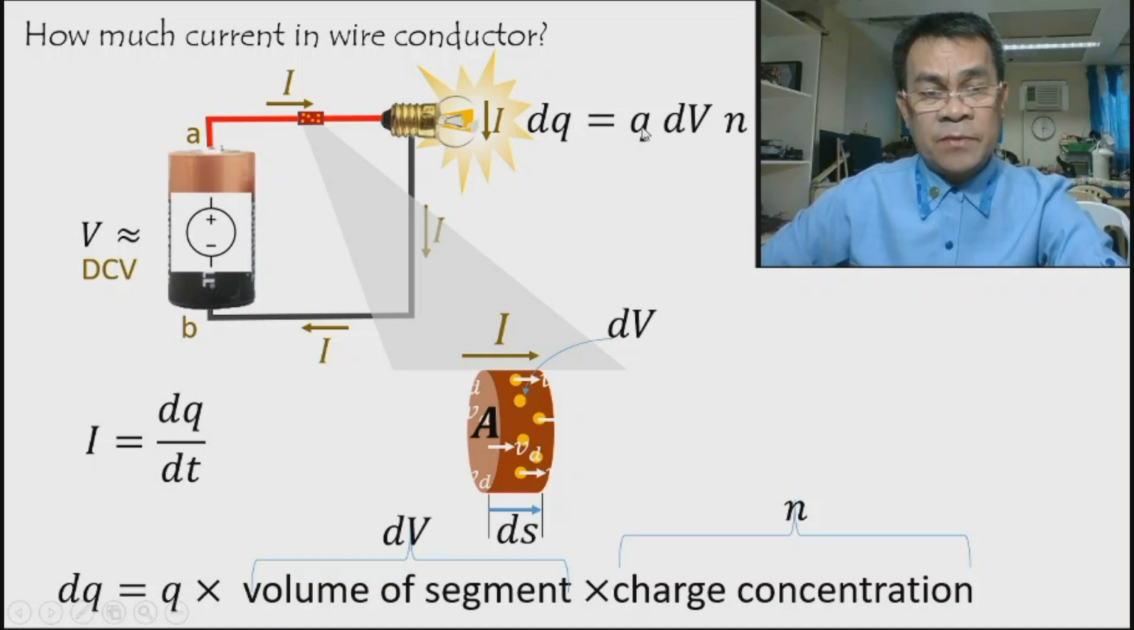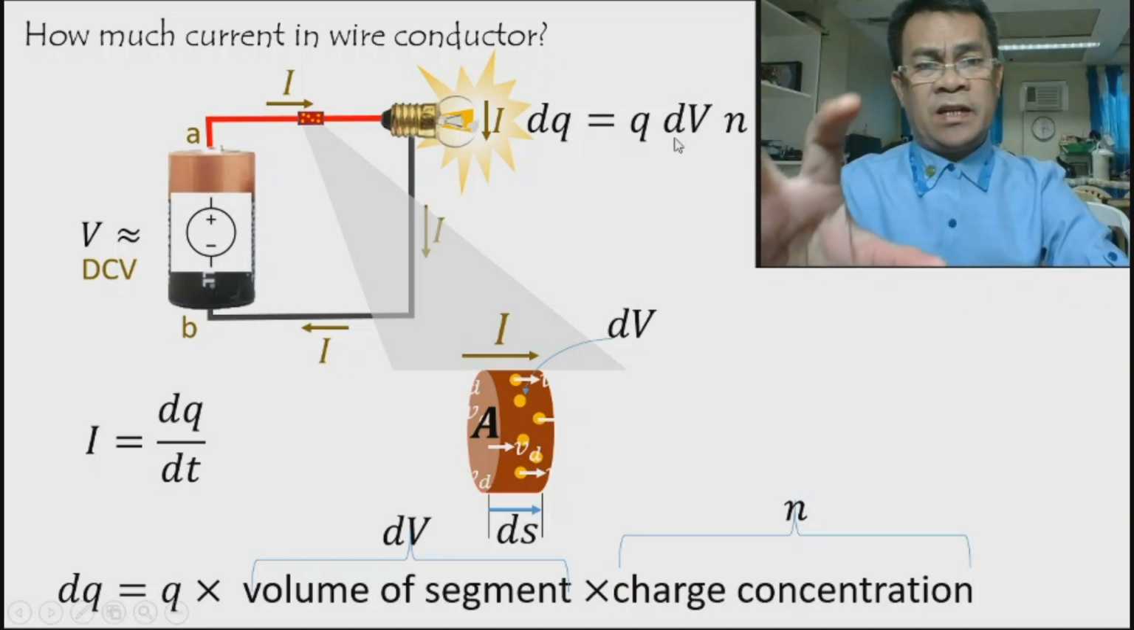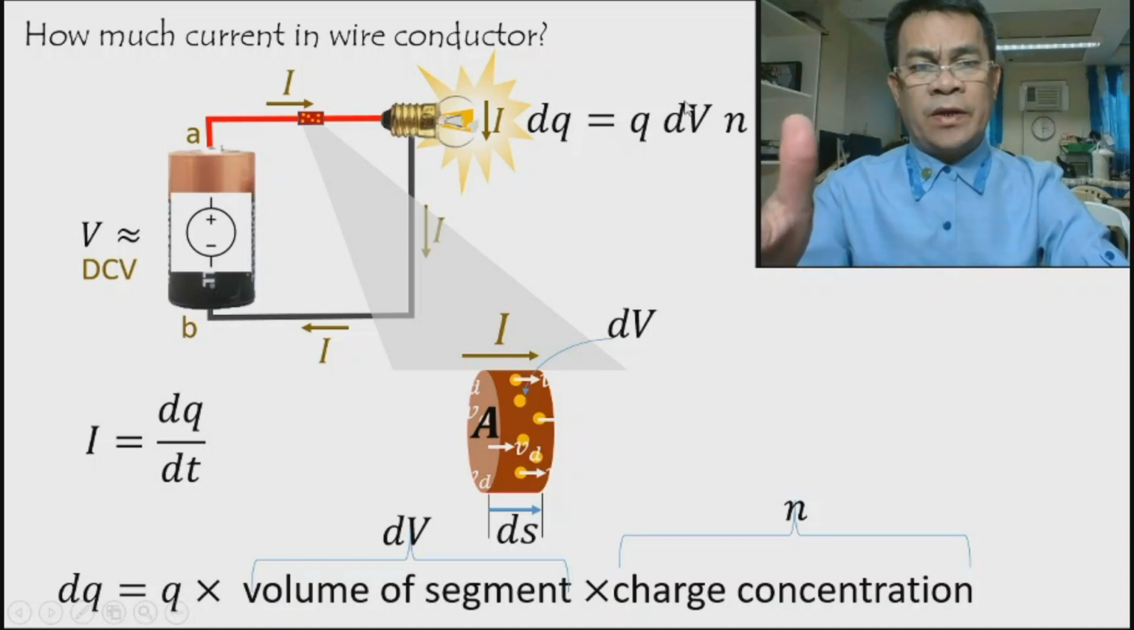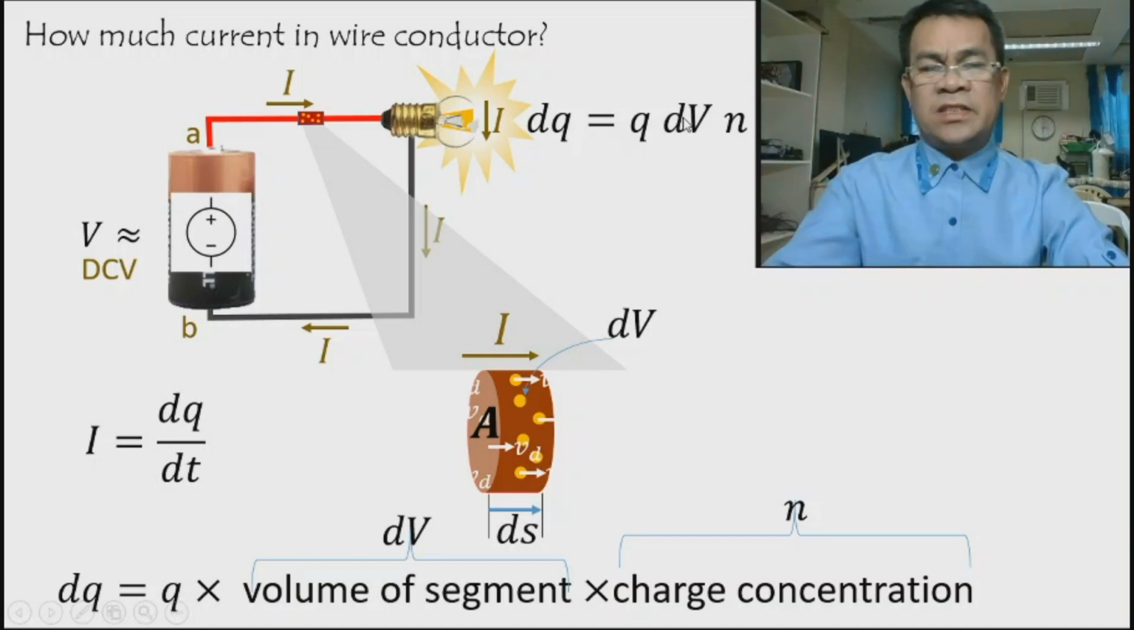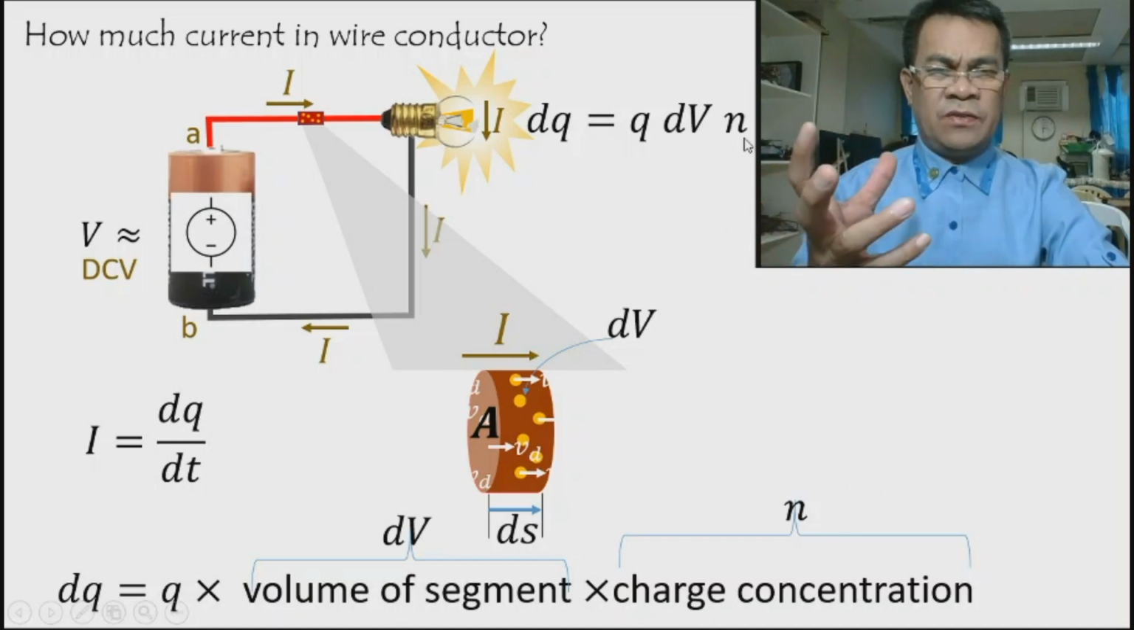Mathematically, your dq now becomes q, the charge of one electron or maybe proton, multiplied by the volume. The volume is just a container, so it is empty. In order to fill it up with charge, we multiply by n. Again, n is the charge concentration, which accounts for the presence of the electrons.